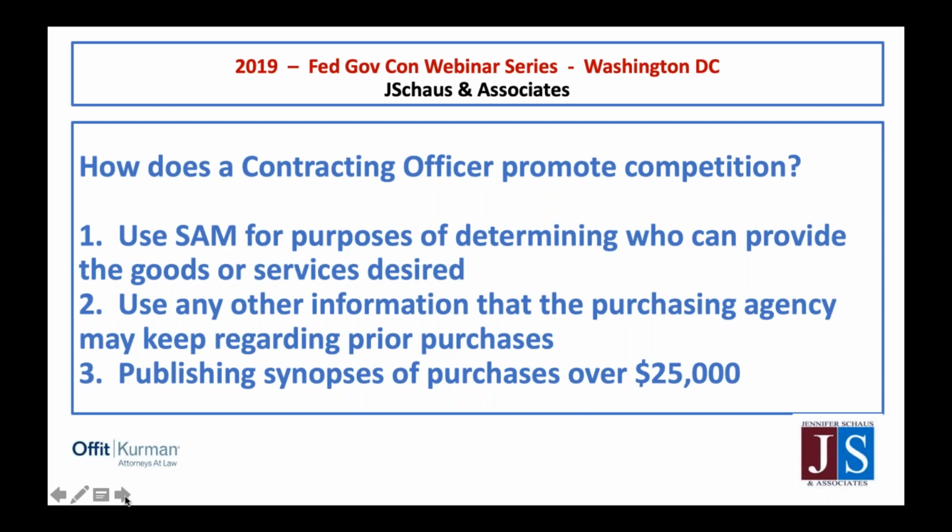If what it's buying is in excess of $25,000, the contracting officer will provide synopses of that intended purchase, and it's supposed to do that through what's called the government point of entry, the GPE, which for many years was FBO, Federal Business Opportunities, and is now the System for Award Management, or SAM. Okay, if we can advance the slide.